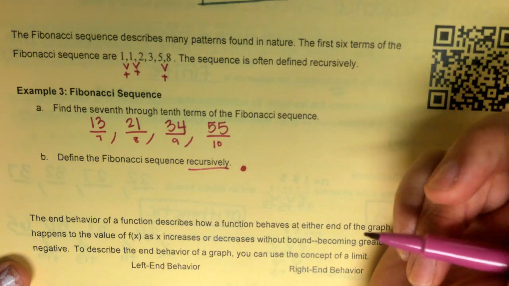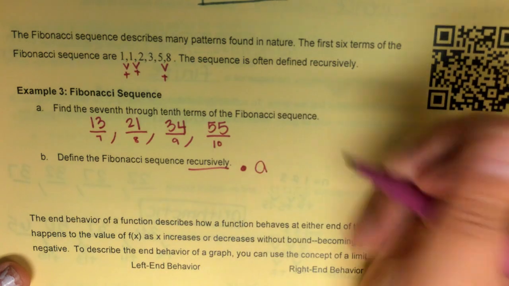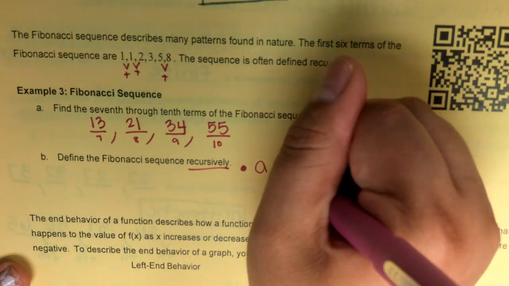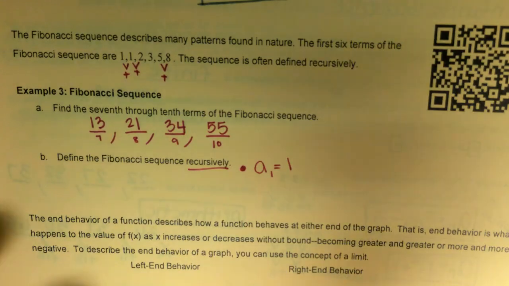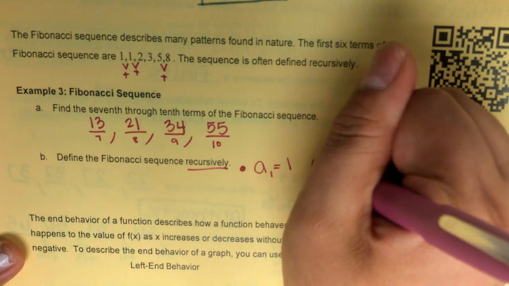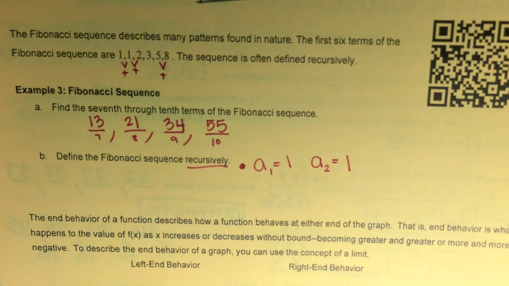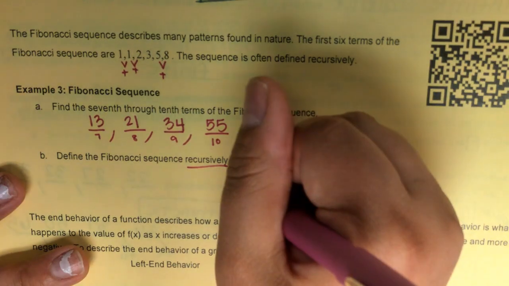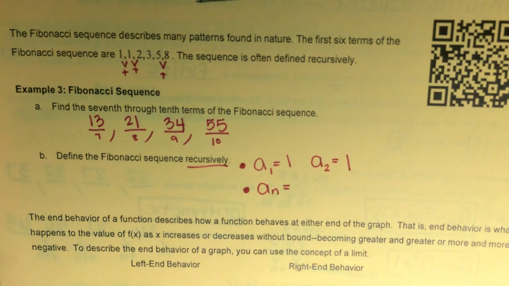How do I write that? A of 1 equals 1. But can I just give that to do the Fibonacci sequence? No, what do I have to do? I have to give 2 terms, because don't you need 2 terms in order to do it? So what's A of 2? 1 as well. So that's my starting. What's my equation going to be? A of n is going to equal what? What do we do here?